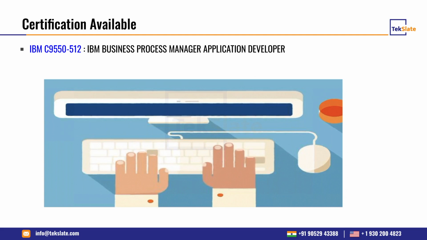Certification. We have the certification available right now, which is C9550-51, IBM Business Process Manager Application Developer. After completing the course, whatever course we have, you will be good enough to clear the certification, because our course is mainly focused on the practical part. Although the questions come in the form of multiple choice, they are based on the practical.